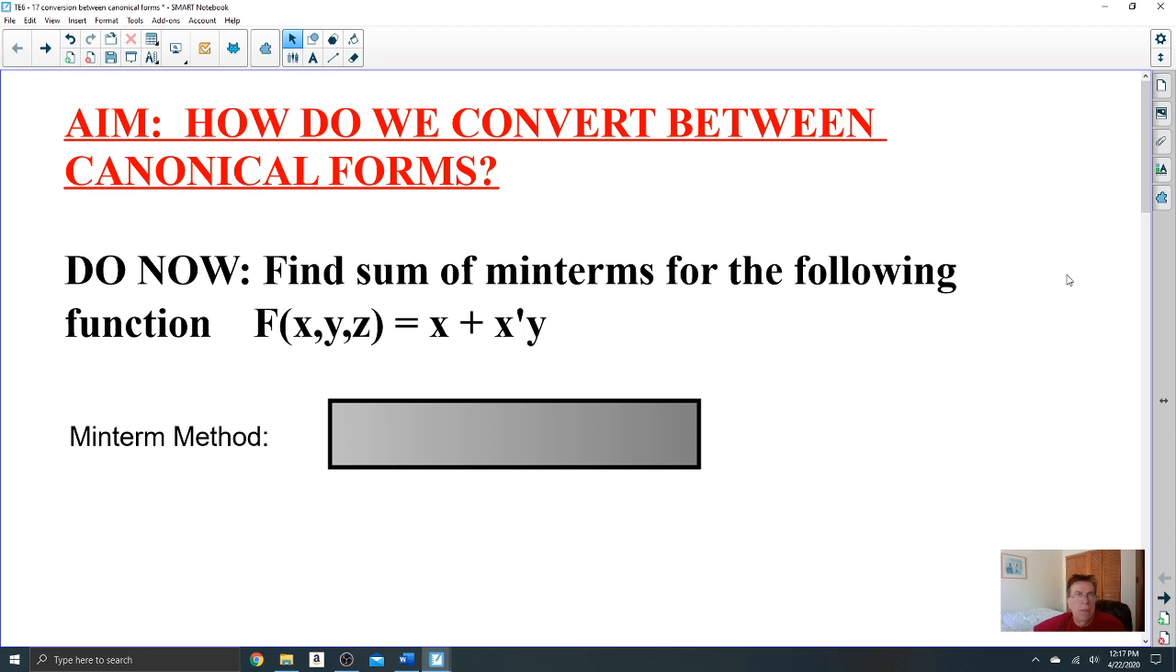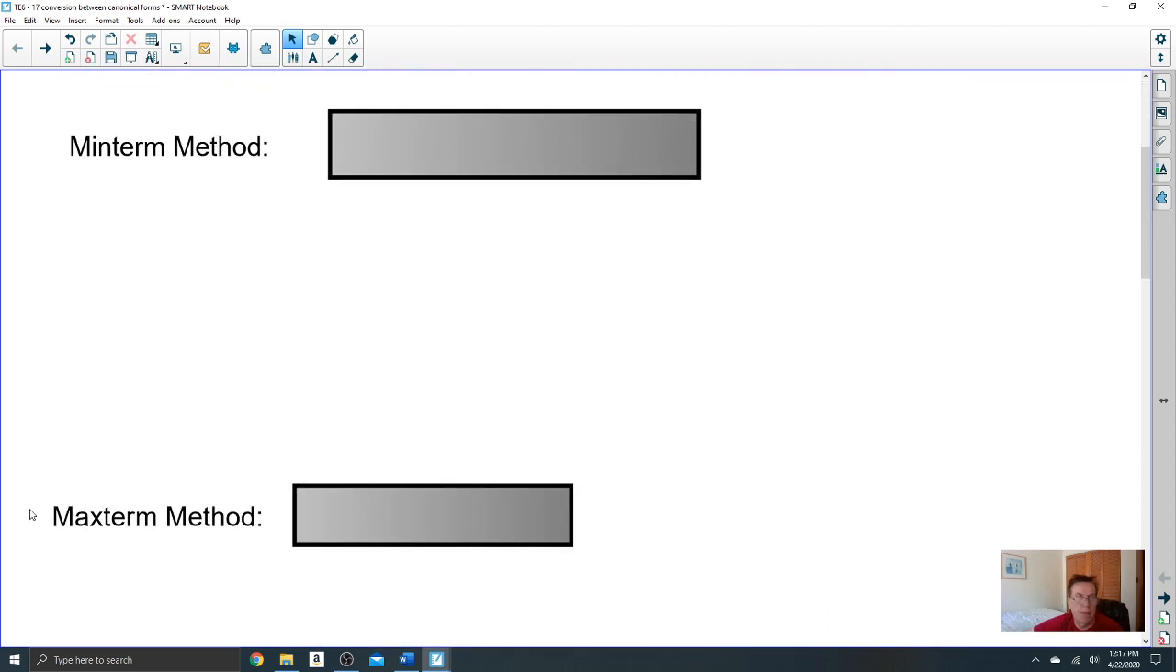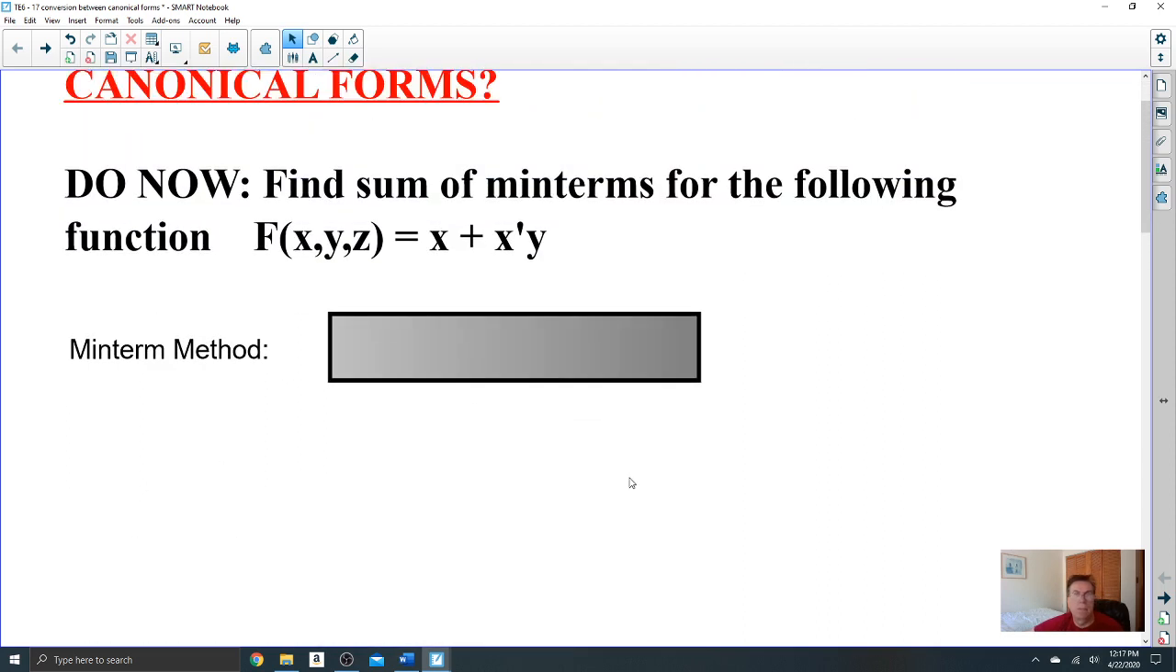Today we will look into the relationship between two canonical forms, sum of minterms and product of maxterms. So let's look at the first example. We have a three-variable function, x plus x prime y. We're going to expand this function into sum of minterms using the minterm method, and then into product of maxterms using the maxterm method. Then we'll look at the solution, look at the answers, and figure something out.